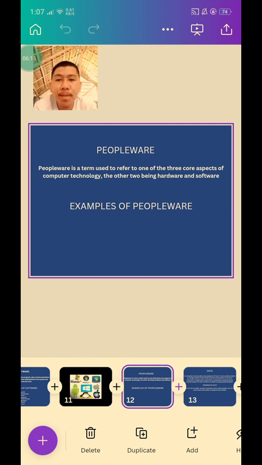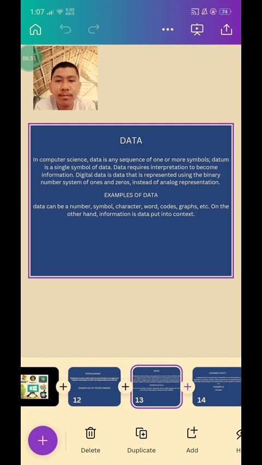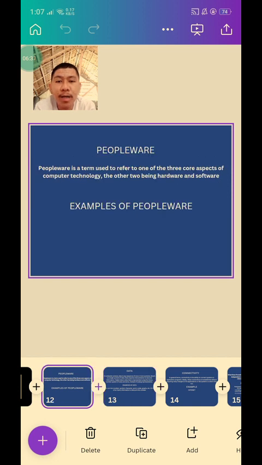Peopleware. Peopleware is a term used to refer to one of the three core aspects of computer technology, the other two being hardware and software. Example of peopleware.